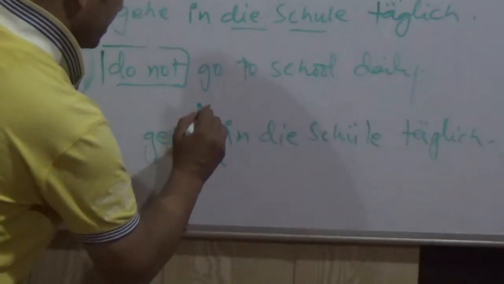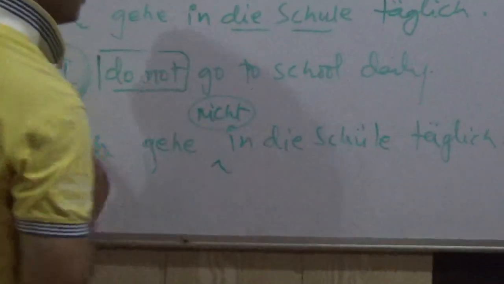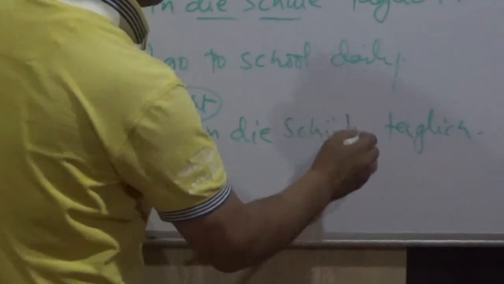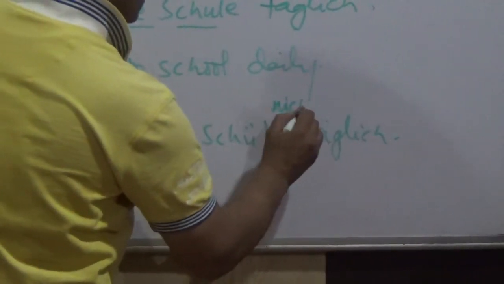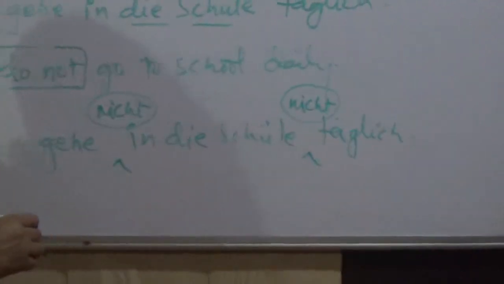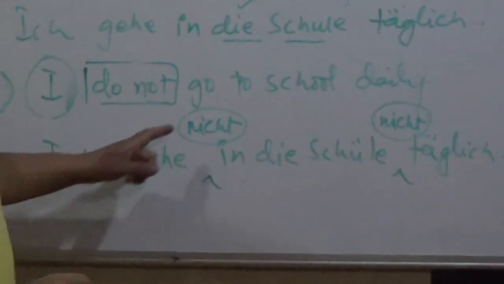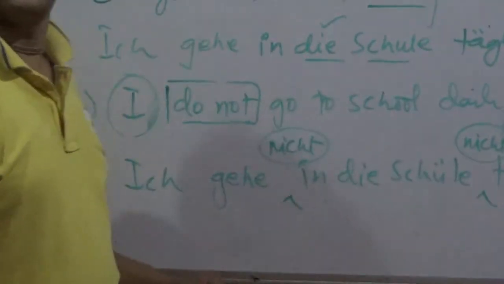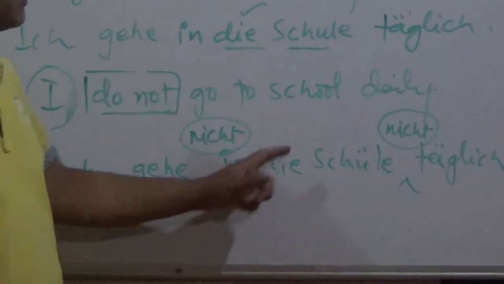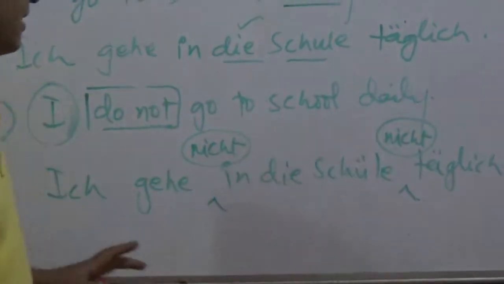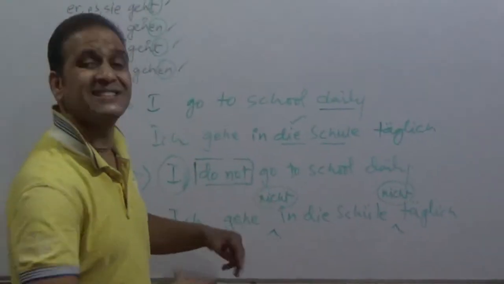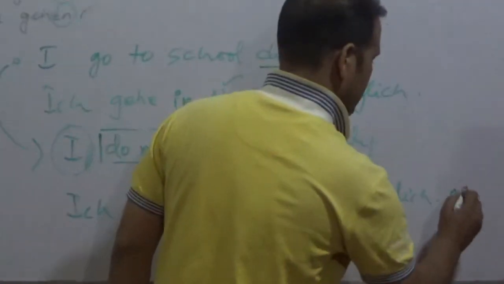You can use nicht here, or ich gehe in die Schule nicht täglich. You can use it here. Ich gehe nicht in die Schule täglich, or you can say ich gehe in die Schule nicht täglich. Ich gehe in die Schule täglich nicht. You can say here also.